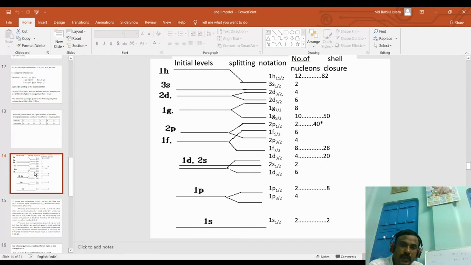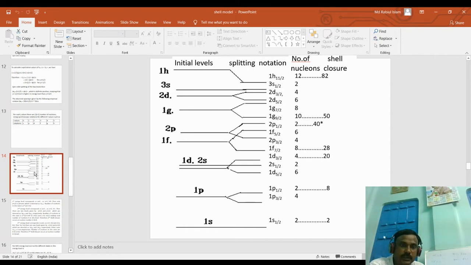Now you can see that the 1f level has been split more. The splitting of the 1f level, 1f 5 by 2 and 1f 7 by 2, is larger than the splitting of the 2p half and 2p 3 by 2 levels. Because in the expression for the energy separation, there comes L.